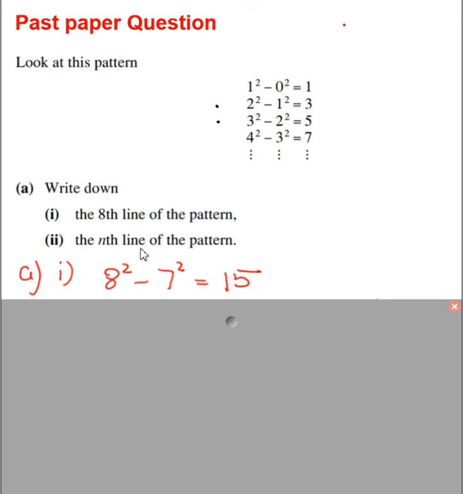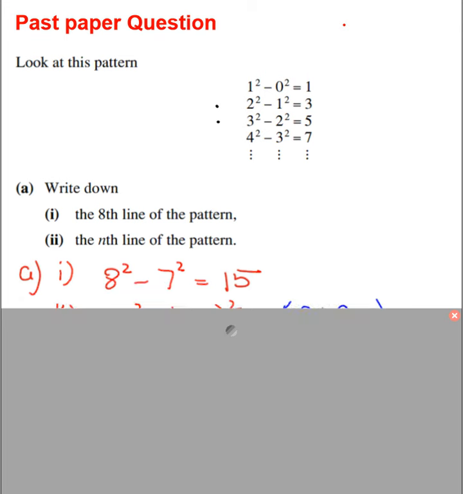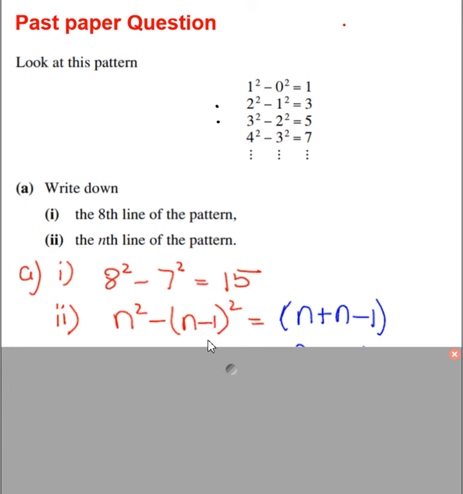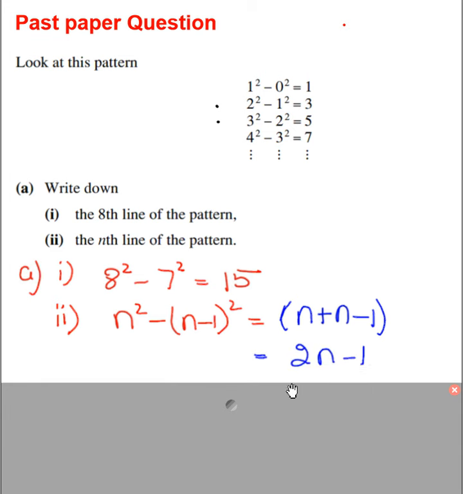Now for the nth line, when we are generalizing the pattern, we usually use the letter n. If it is the 8th line, then it is 8 squared. If it is the nth line, then it will be n squared. This number is 1 less than that, so if it is n, this will be n minus 1, right? And how do we get this? By adding these two numbers. So n plus n minus 1, which equals 2n minus 1. In this way, you generalize the number.